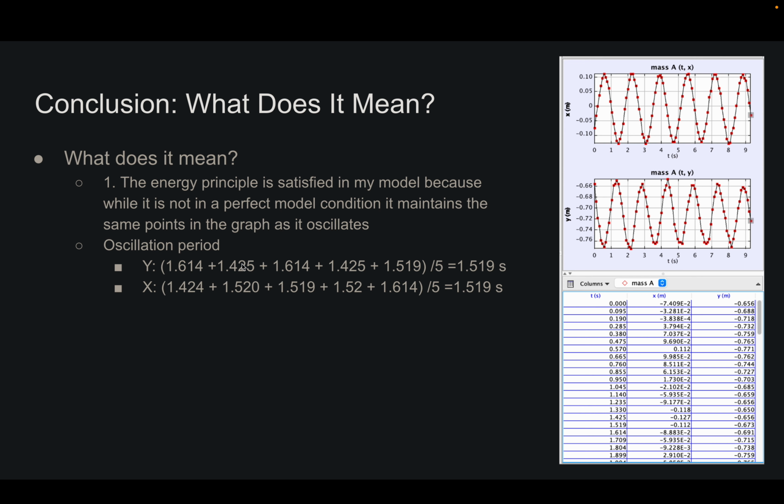The oscillation period was obtained from the peaks, or you can do it from the lows. I did it from the peaks, getting the time difference between them, and then getting the average of them. For both y and x, they were similar. So this just shows that there was no discrepancy. The model was well created, so that it stayed constant to what would have been expected for the oscillation period to be. And that's it. Thank you so much.